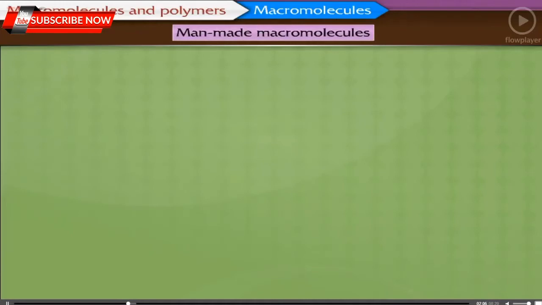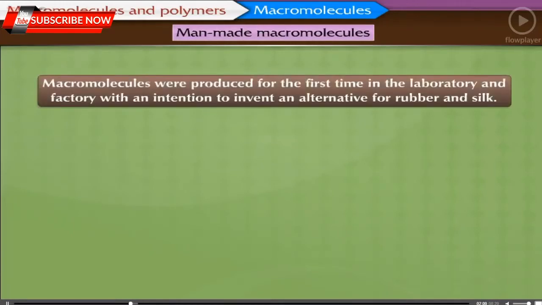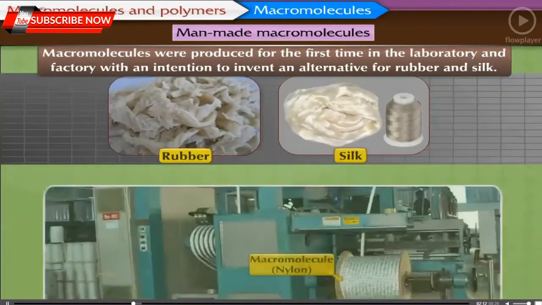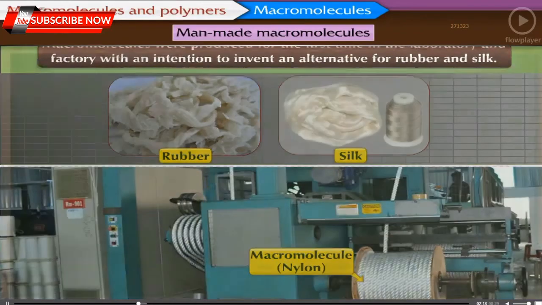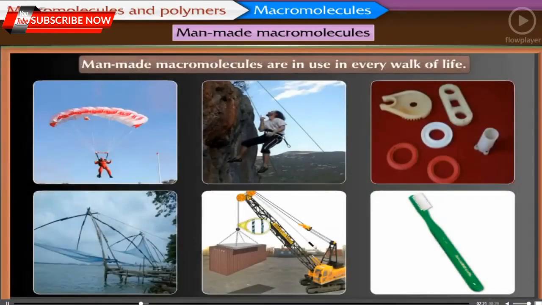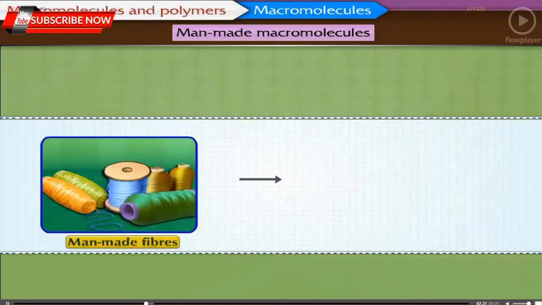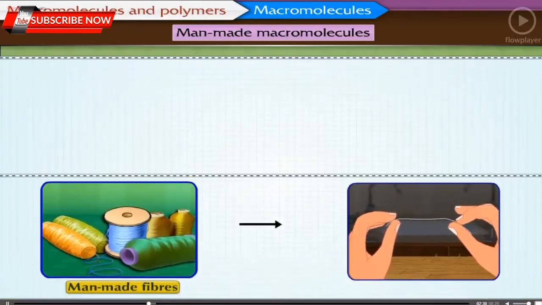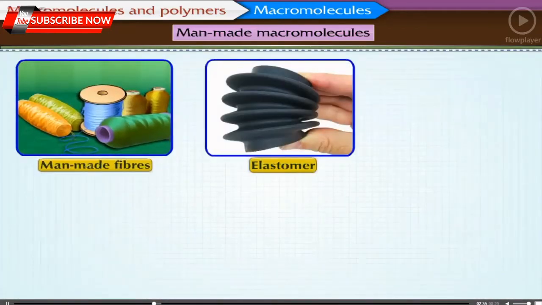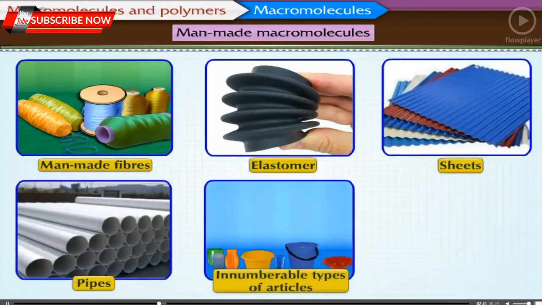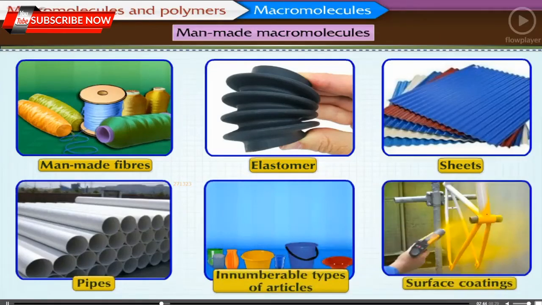Man-made macromolecules. Macromolecules were produced for the first time in the laboratory and factory with an intention to invent an alternative for rubber and silk. Today, man-made macromolecules are in use in every walk of life. Man-made fibers which have strength along the length similar to natural fibers like cotton, wool and silk, elastomers which have the elastic property of rubber, plastics from which sheets, pipes, innumerable types of articles and surface coatings are made are all examples of man-made macromolecules.